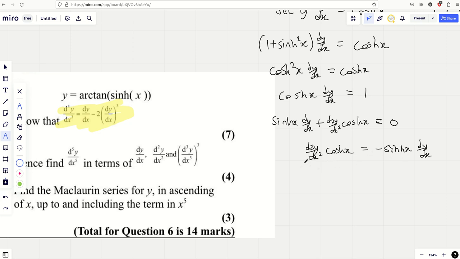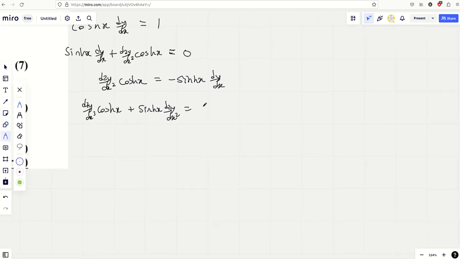So I'm going to differentiate once again, so I've got the third derivative. I'm going to have to use product rule again on both sides. So d3y by dx cubed times it by the other side undifferentiated plus sinh x d2y by dx squared equals, similar thing over here, you're going to differentiate minus sinh x and get minus cosh x, times it by the other side undifferentiated, and then you're going to differentiate this, you're going to get d2y by dx squared, but you're going to times by that undifferentiated.